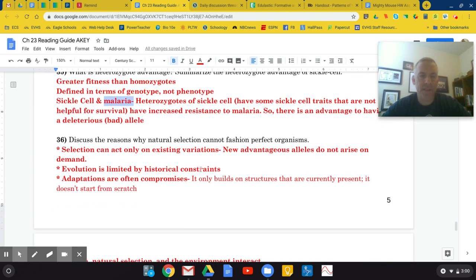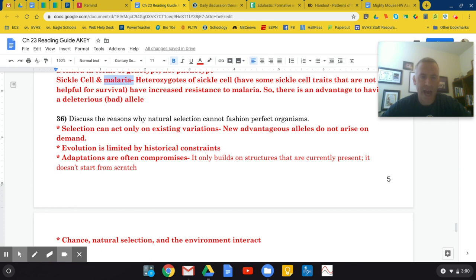And then there's a list given at the very end of chapter 23, reasons why natural selection is not in the mode of fashioning perfect organisms. Humans are not the perfect organism. They're what we developed into with what raw material was there in the organisms in the ancestral species before us. And so, as it says down in the third bullet point that I have here, adaptations are often compromises. It only builds on structures that are currently present. It can't start from scratch.